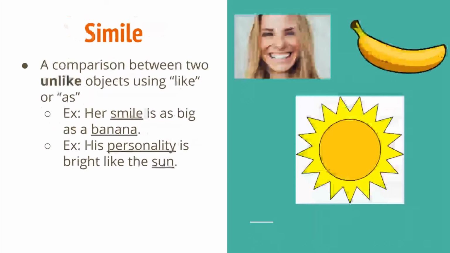His personality is bright like the sun. Two unlike things, a person's personality and the sun, compared with the word like, make a simile. And similes are pretty straightforward. You see them a lot in a lot of places. Just remember that it's two unlike things being compared with like or as. Okay, so let's move on.